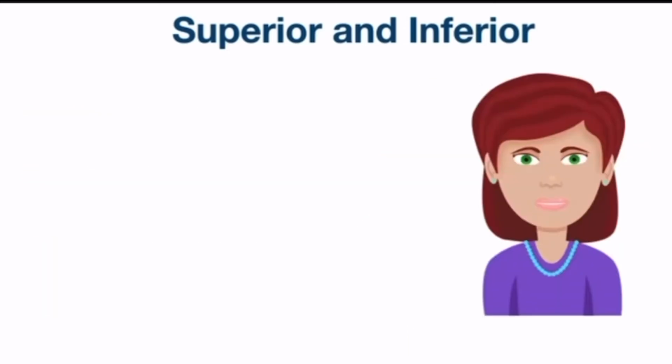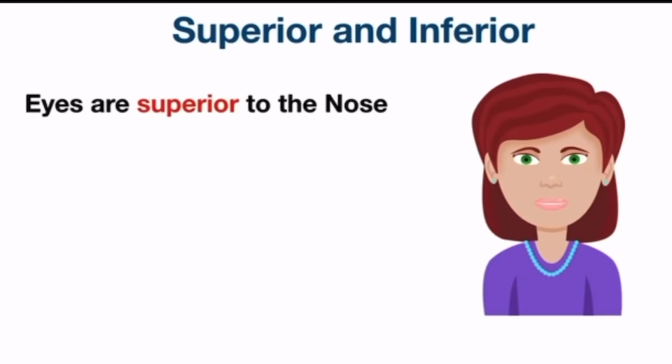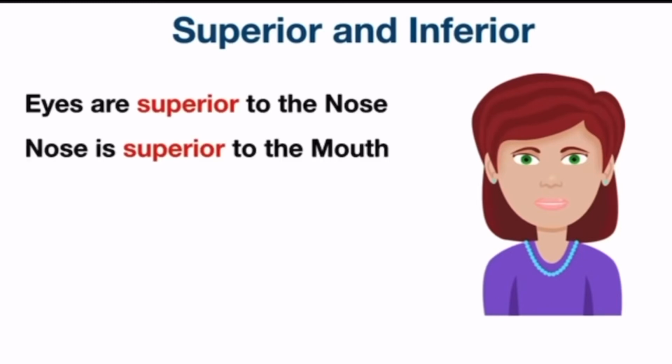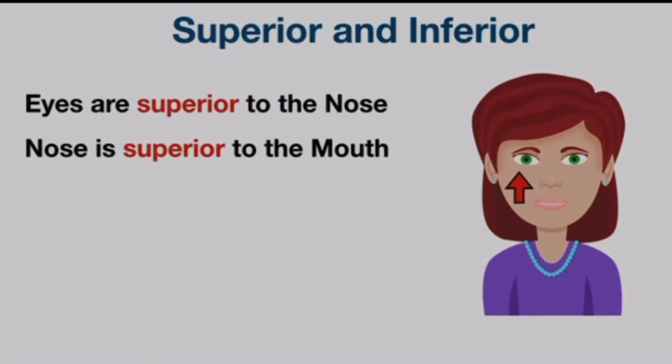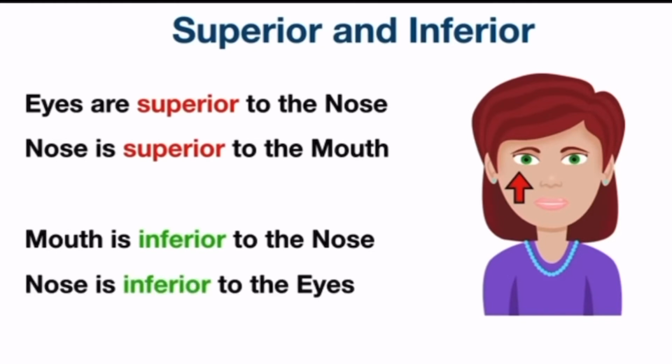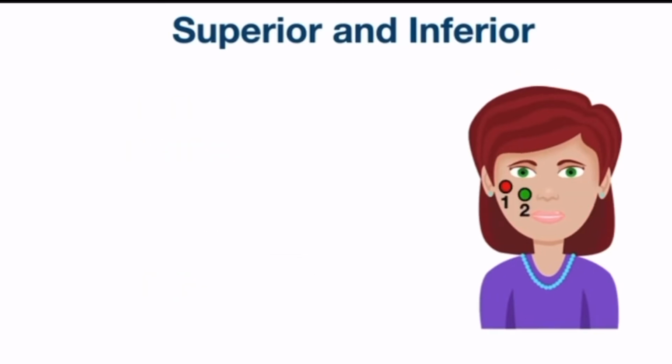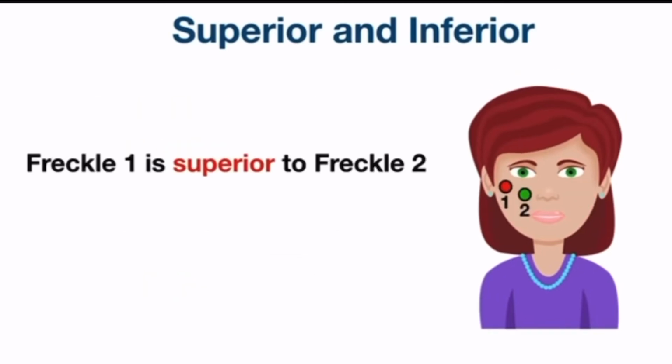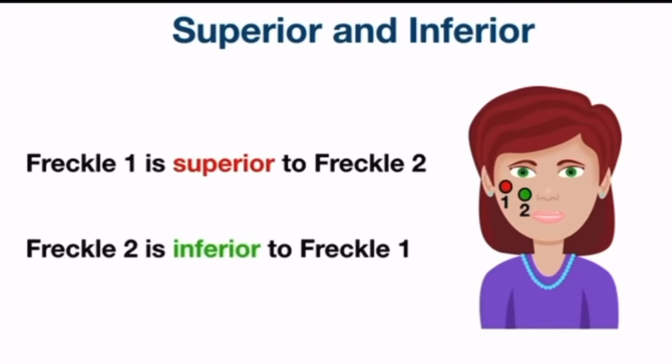Let's look at some examples of superior and inferior. If we go back to our same image, we can say the eyes are superior to the nose, and the nose is superior to the mouth because the eyes are above the nose and the nose is above the mouth. Or we can say the mouth is inferior to the nose, and the nose is inferior to the eyes because the mouth is below the nose and the nose is below the eyes. And if we go back to our freckle example, we can see freckle 1 is superior and lateral to freckle 2, and freckle 2 is inferior and medial to freckle 1.